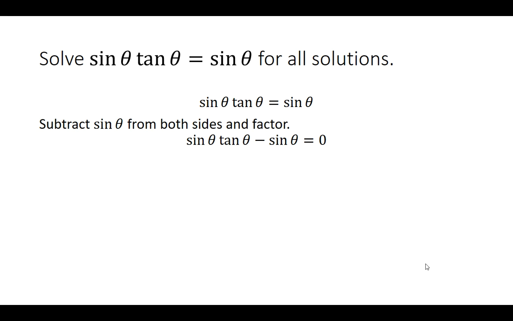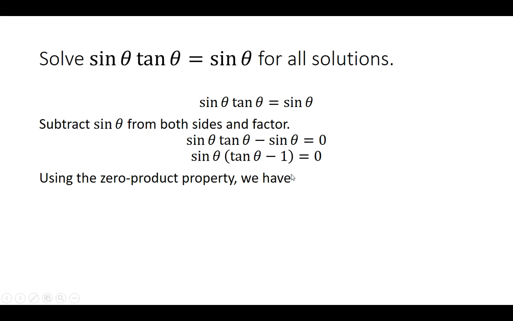After we subtract sine theta from both sides, we get sine theta tangent theta minus sine theta equals 0. You'll notice that sine theta is a factor to both terms, and so we can factor that out. Sine theta times quantity tangent theta minus 1 equals 0. Once you have it set equal to 0 and factored, you can set each factor equal to 0 individually by using the zero product property. So that sine theta equals 0 or tangent theta minus 1 equals 0, which would mean tangent theta equals 1.